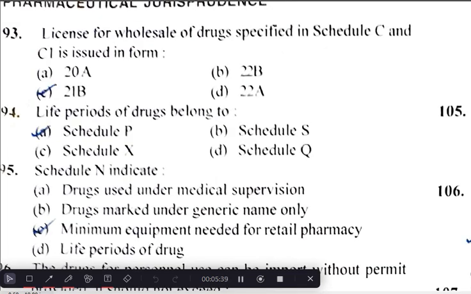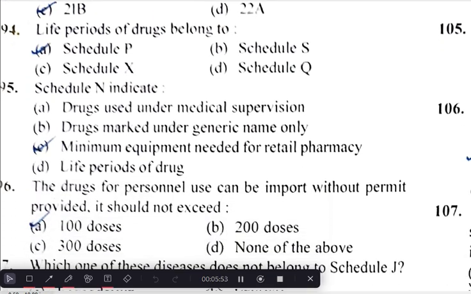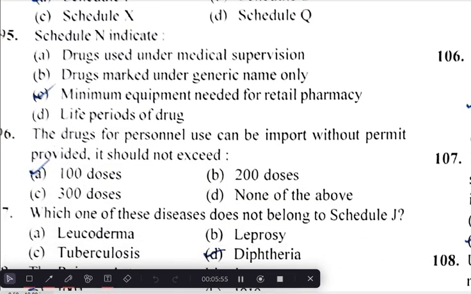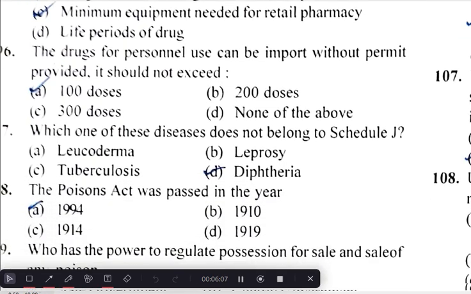License for wholesale of drugs specified in Schedule C and C1 is issued in Form 21B. Life period of drugs belongs to Schedule P. Schedule N indicates minimum equipment needed for retail pharmacy. The drugs for personal use can be imported without permit provided it should not exceed 100 doses. Which one of these diseases does not belong to Schedule J? That is diphtheria.